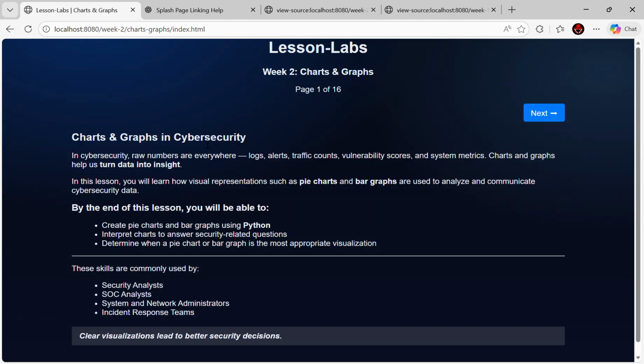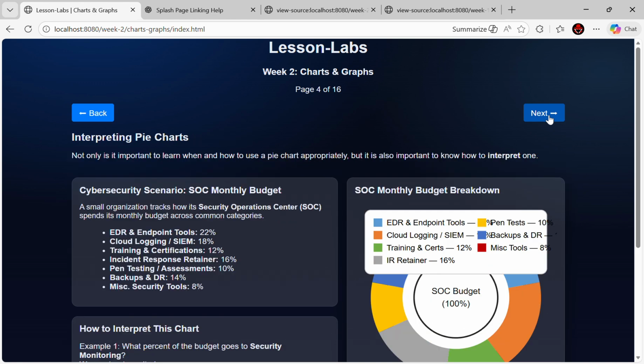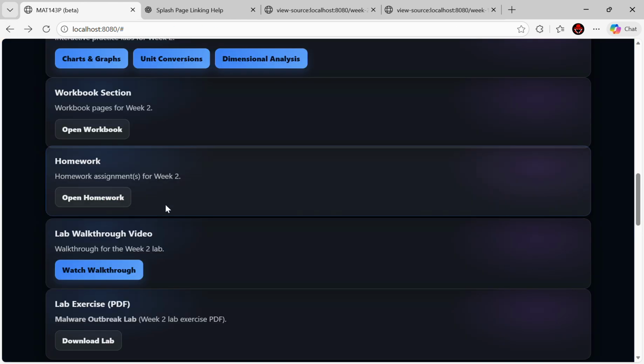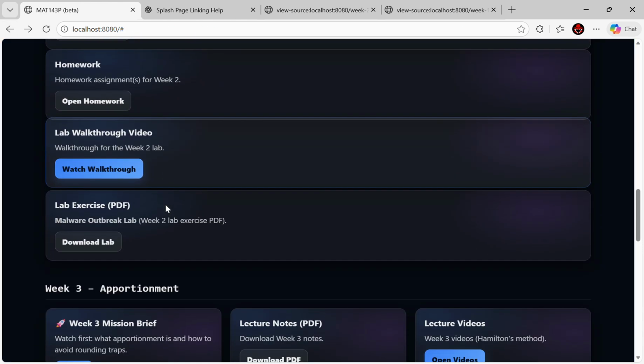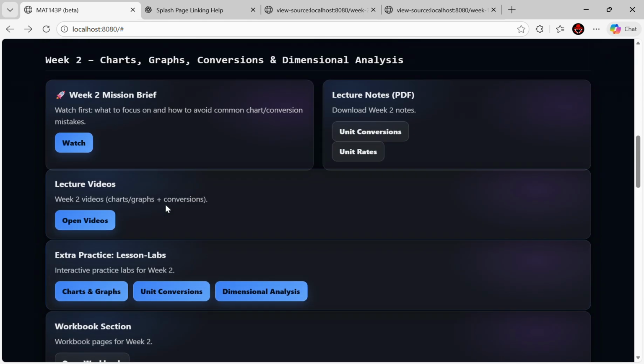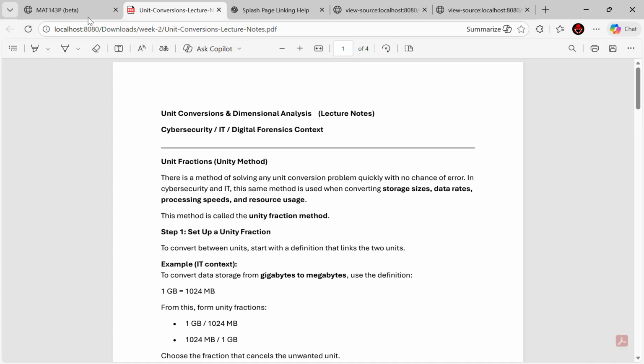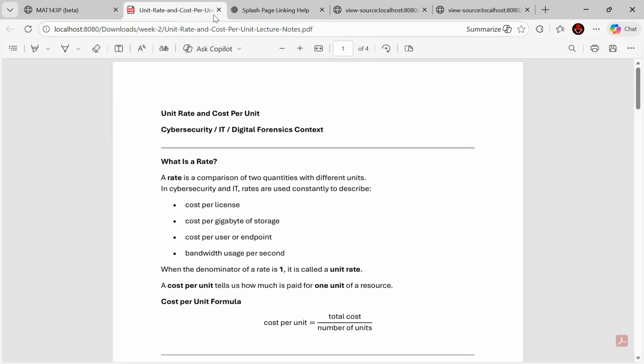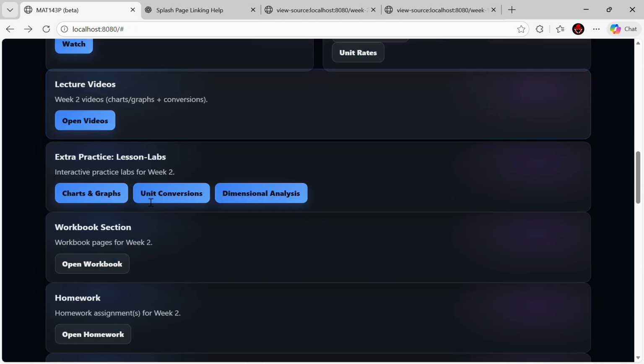Here you go to your graphs. So this part of the site, you're gonna work on your charts and graphs, and you should have, what is this, week 2? Should be some lecture notes in there, so that you can follow along with the lecture videos. So those are linking. So everything seems to be working fine.